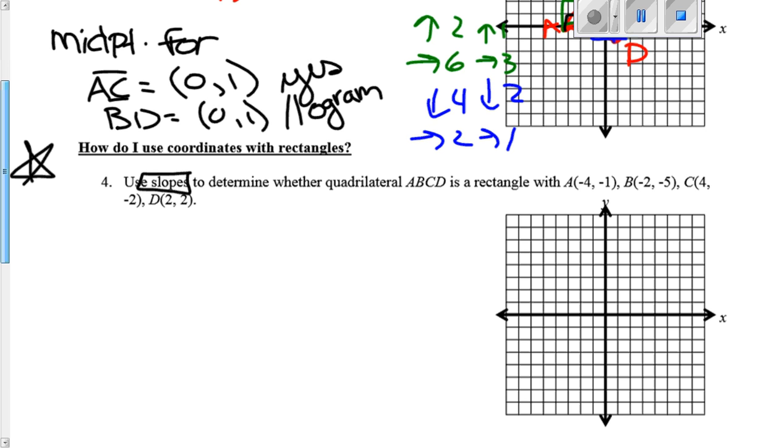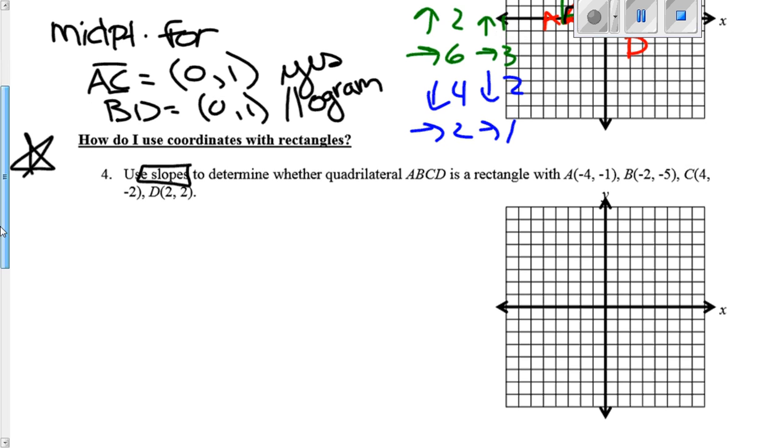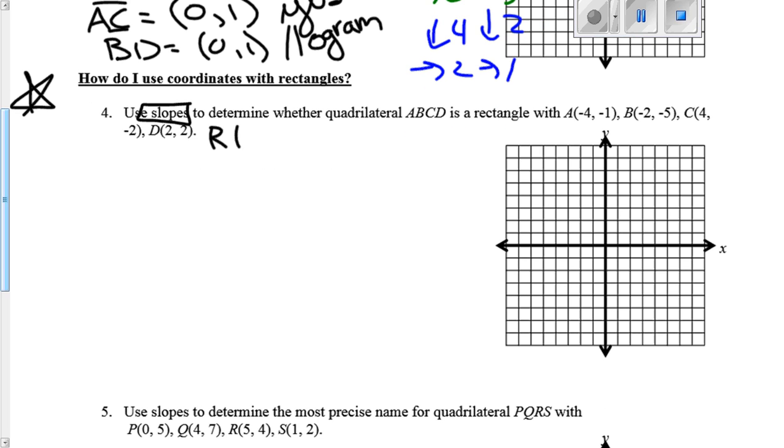Slope. Once again, slope deals with things being parallel or perpendicular. And perpendicular lines imply what? That is correct, right angles. So in this one, we're going to be looking for right angles. All right, so go ahead on your own and plot the points.